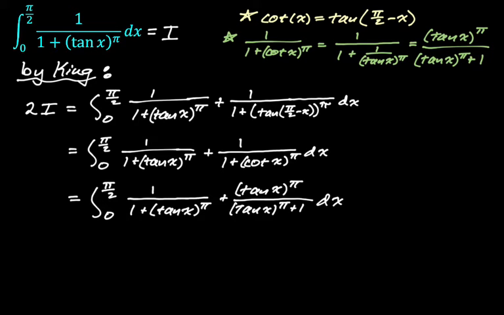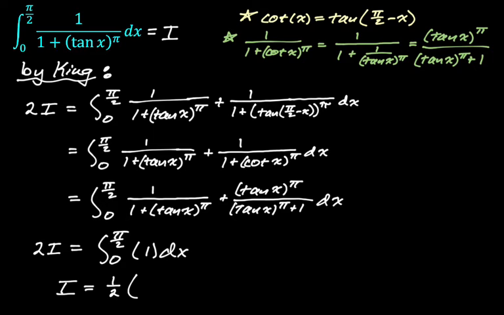So that's just 1. So this is what we're doing. This is 2 times I. So I is going to be 1/2. And again, we're just going to get x where you go from 0 to pi over 2, which is pi over 2 minus 0. I promise not every answer is pi over 4. A lot of the examples have an answer of pi over 4.